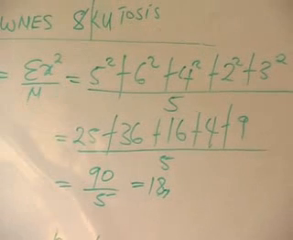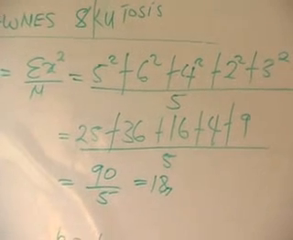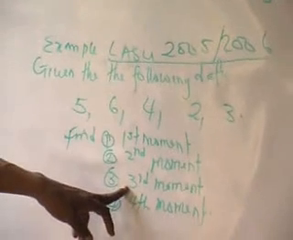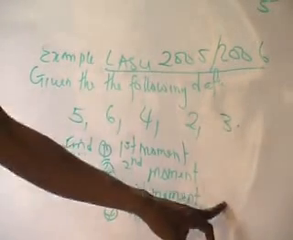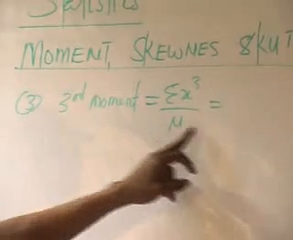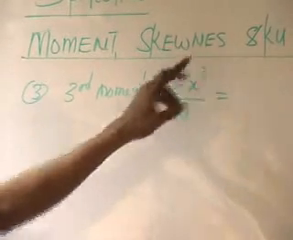Is it not simple? It is very, very simple. So let's continue. Now this third one, the answer is what? The third moment. How do we get our third moment? Now the next one we are going to talk about is what? X raised to what?